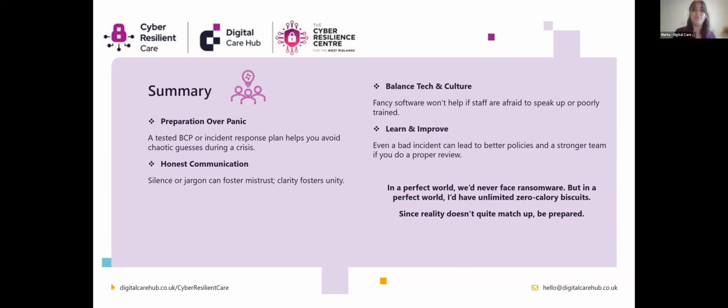Learn and improve. Even a bad incident can lead to better policies and a stronger team if you do a proper review. Review what has happened, learn from it, and implement changes.